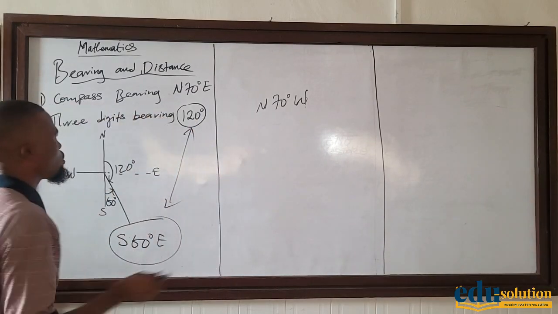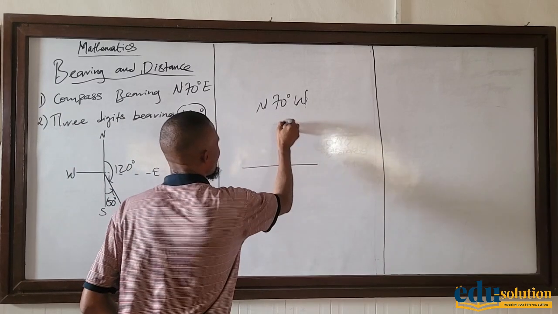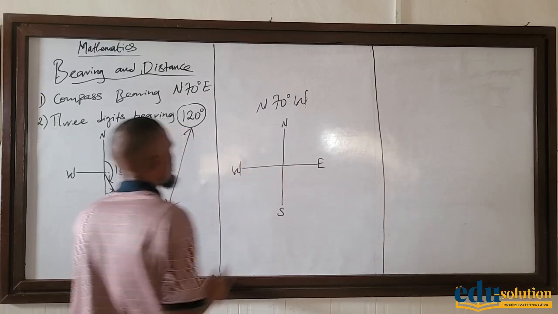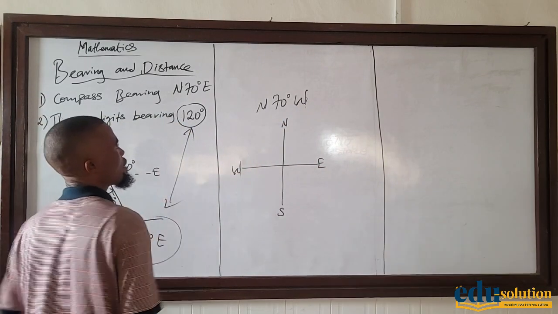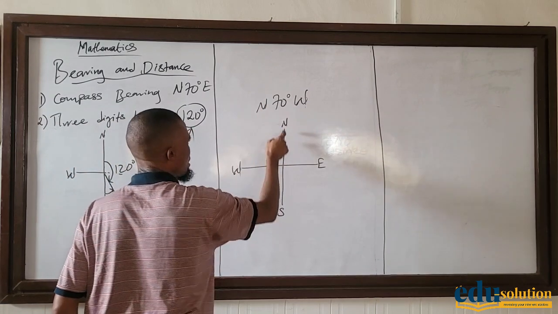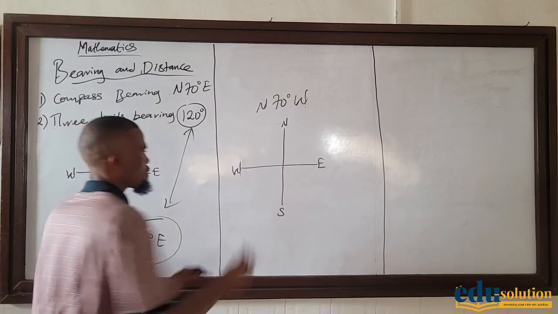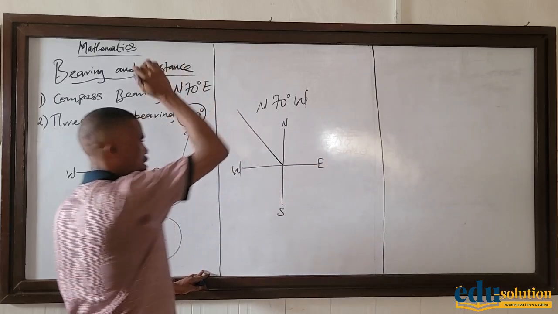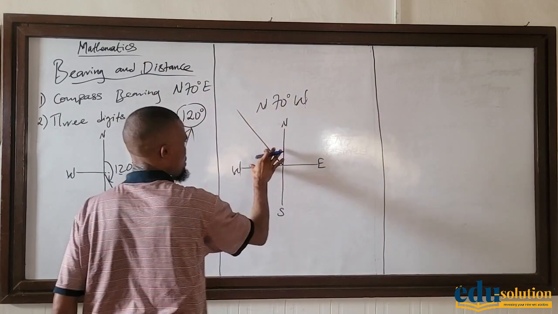So all we are going to do is draw our cardinal points, which is north, this is our south, this is our east, this is our west. So now north 70 degree west means first that the bearing lies between north and west. So this is our north, this is our west. So we are estimating, we are not measuring. So it lies between here and here. It's just an estimation, I didn't measure. And we said it is between north and west, that's why we have it here.